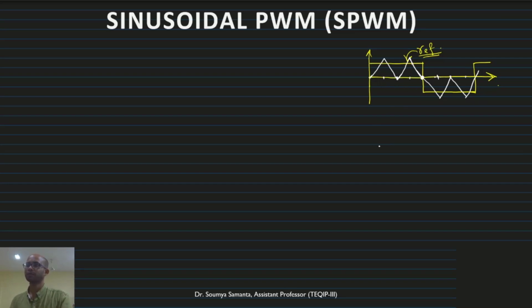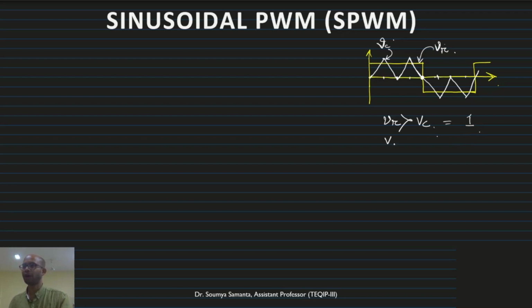So now what happens, suppose this is the carrier signal, I am denoting this one as VC. The peak value is VC, the carrier signal is VC. And this one is the reference signal. I am denoting this reference signal as VR. This VR. And this is VC. So if VR is greater than VC, in that case we will get 1 at the pulse, that means on, a particular switch will be on. At that time another switch of that leg will be off, okay, and vice versa.